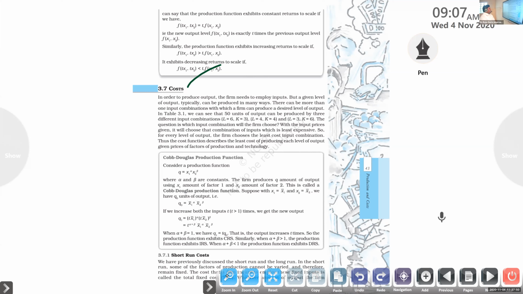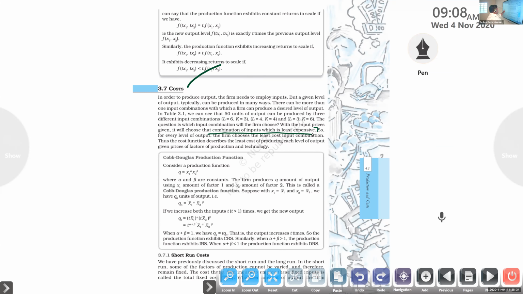The question is, which input combination will the firm choose? Which combination is most profitable? Always the producers will choose that particular combination. With the input prices given, it will choose the combination of inputs which is least expensive. A number of combinations are available, but the producer will choose the one with the least expense, least money.